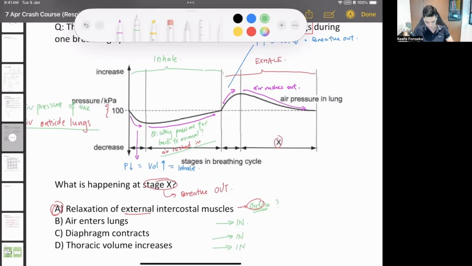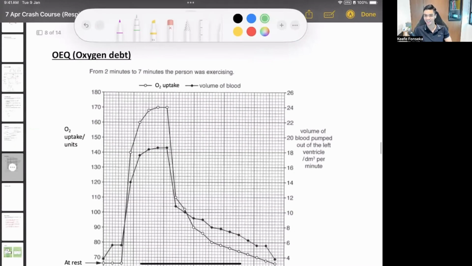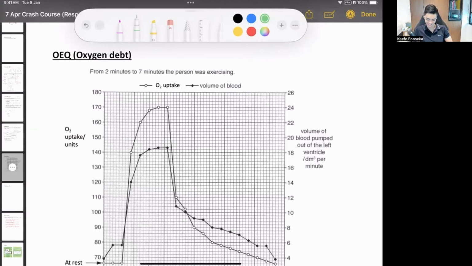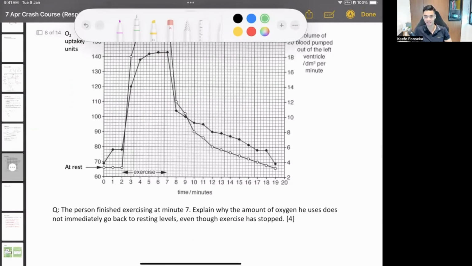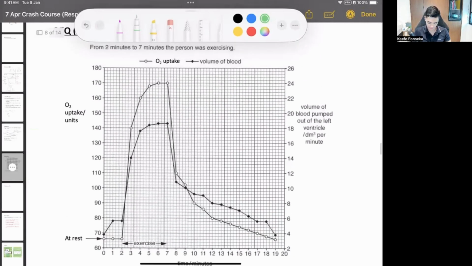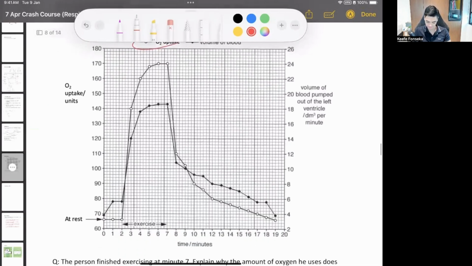Okay, the question is on oxygen debt. Yay! Because a lot of people requested for this. So you all do this question, right? It's open-ended. And I'm going to give you a hint before you start, okay? You just need to look at the oxygen uptake graph.